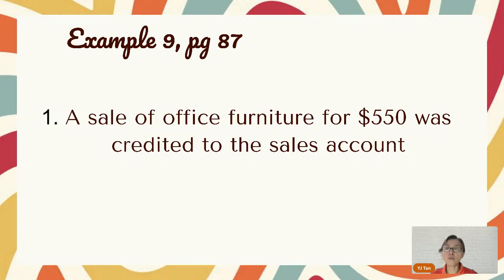All right, let's have a look at one of the examples in the textbook, page 87. The example is number 9. A sale of office furniture for 550 was credited to the sales account. The office furniture is not for buy and sell purposes, so it should be an asset. Unfortunately, someone mistakenly made it a sale, so it affected the profit and loss also. Let's see how to solve this case.